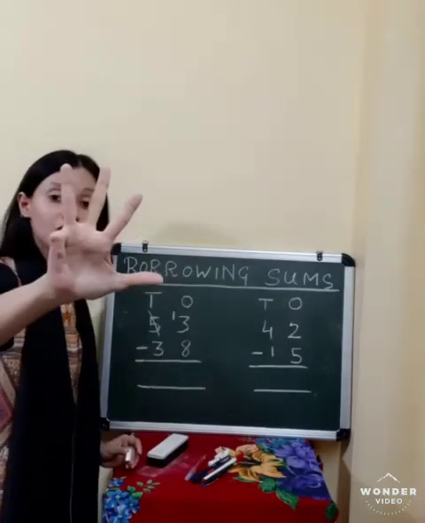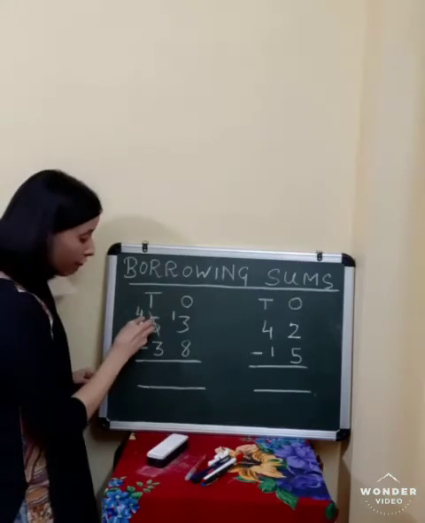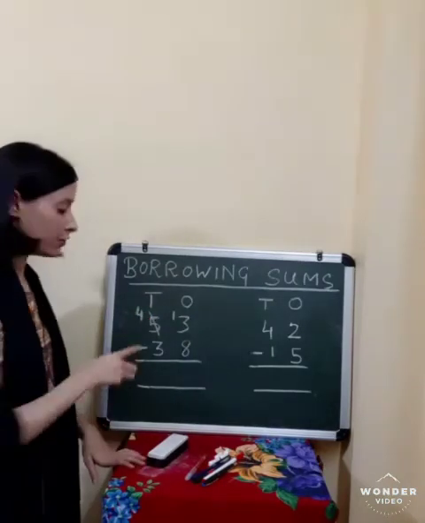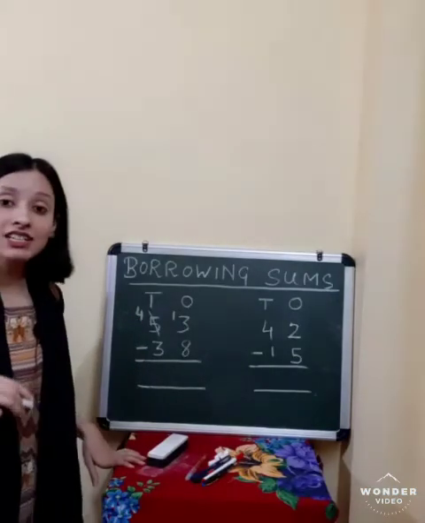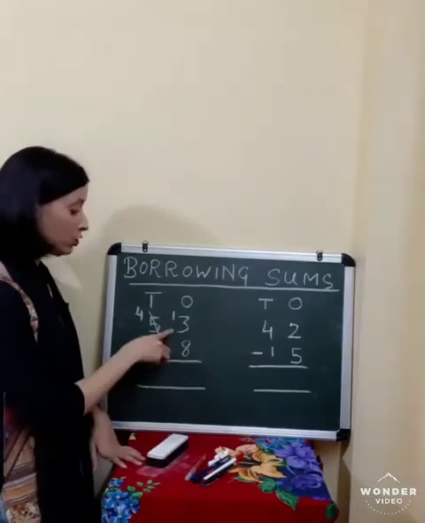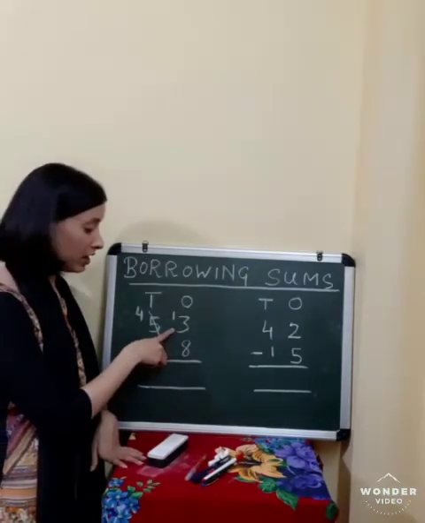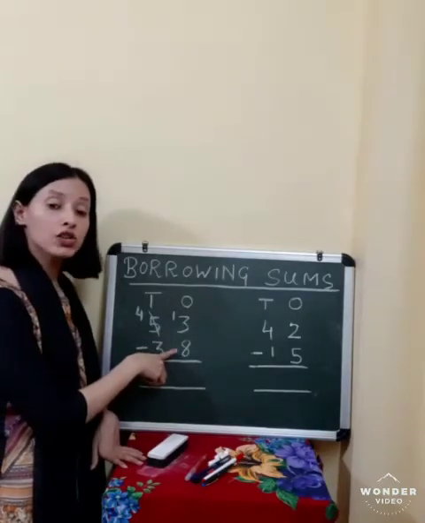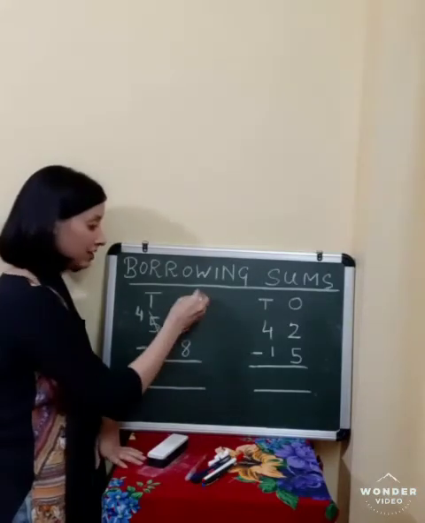From this 5 we have taken out 1. So how much is left? 4 is left. So here 4 is left. Now let's start subtracting. Here we have 13 now. Now 13 is a bigger number and 8 is a smaller number. So now we can subtract. So we will draw 13 lines.